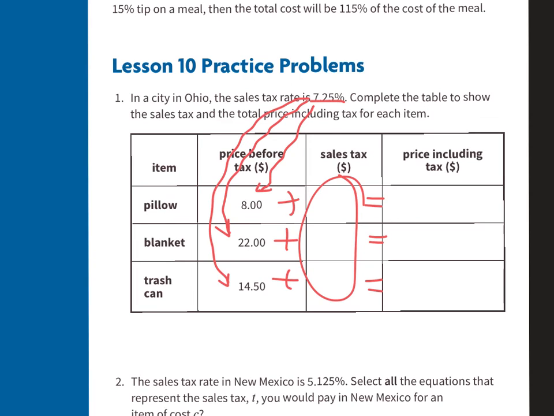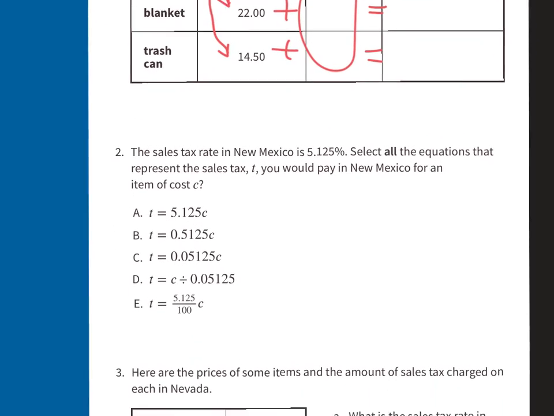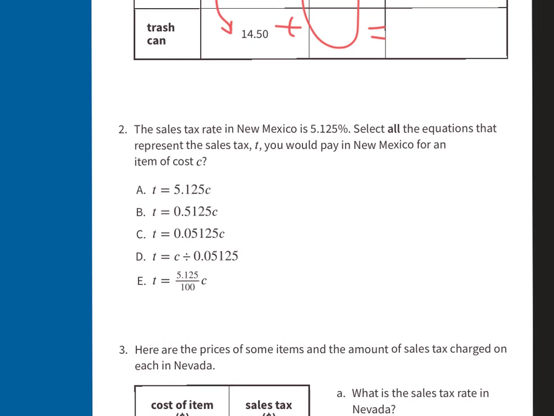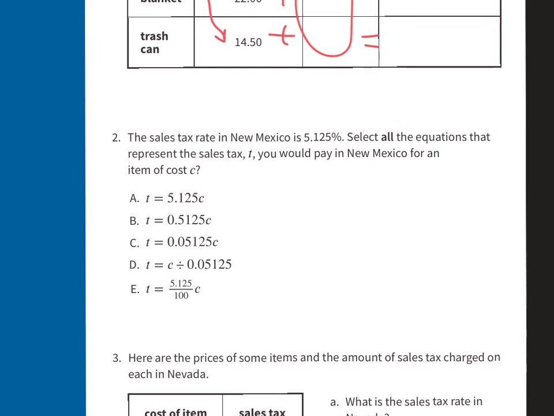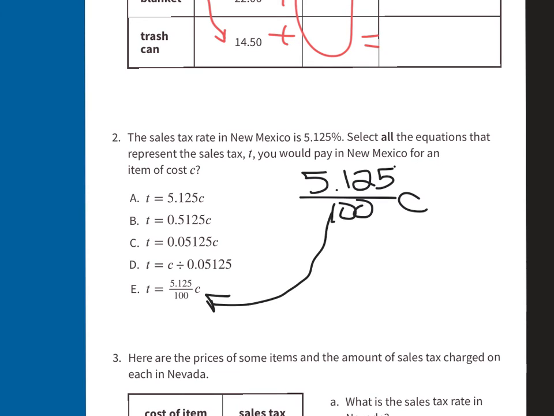On number 2, it says the sales tax rate in New Mexico is 5.125%. Select all the equations that represent the sales tax you would pay in New Mexico for all the items of cost C. So we're just thinking of sales tax. Now, if you notice in number 2, none of the answers have a percentage. To turn a percentage into a decimal, we divide it by 100. So 5.125 divided by 100 times C. Well, that looks like that one.